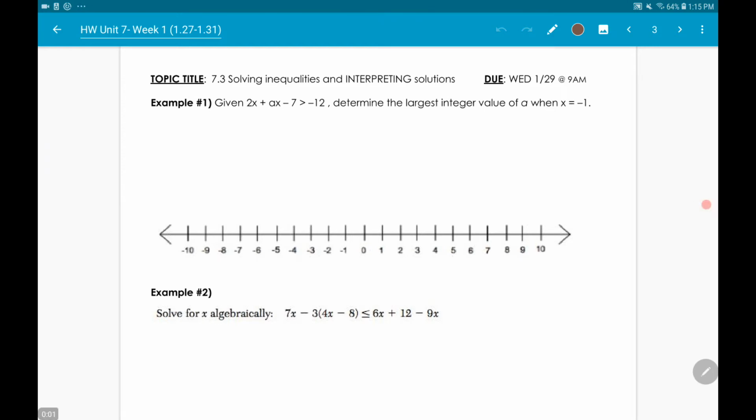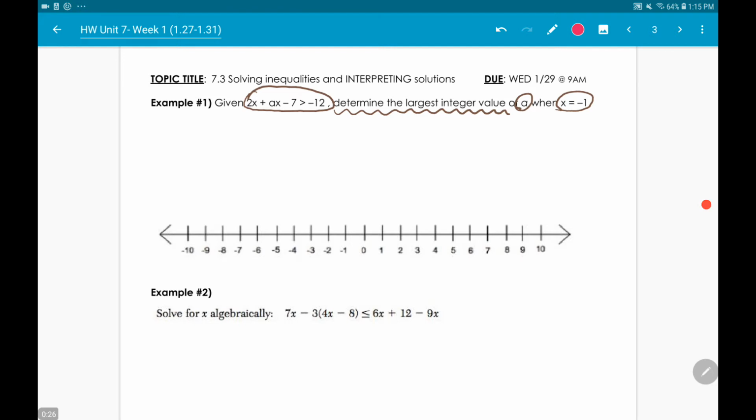All right, guys, here we are again, solving inequalities, but this time we're interpreting the solutions. So let's jump into number 1. Given 2x plus ax minus 7 is greater than negative 12, determine the largest integer value of a when x equals negative 1. So a little recap here.